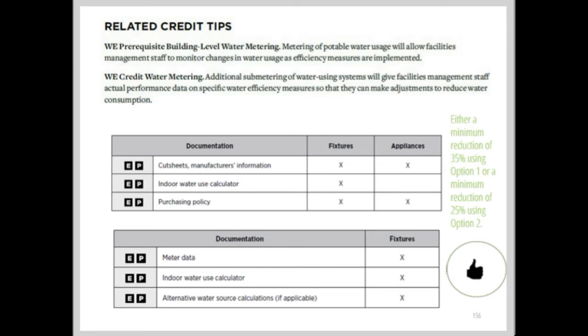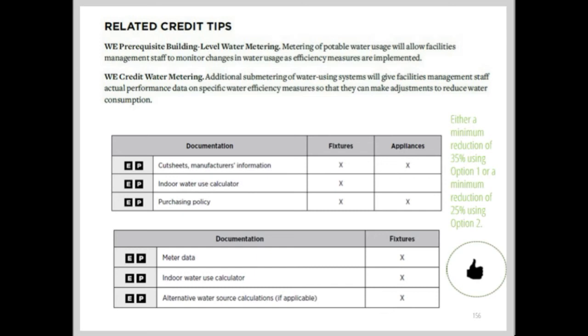Listed here are the related credits for both the Prereq as well as the credit. As you can see, the metering Prereq as well as the credit are related to this prerequisite. Metering of potable water usage will allow facilities management staff to monitor changes in water usage as efficiency measures are implemented. Also listed here are the documentation requirements for the prerequisite as well as the credit.